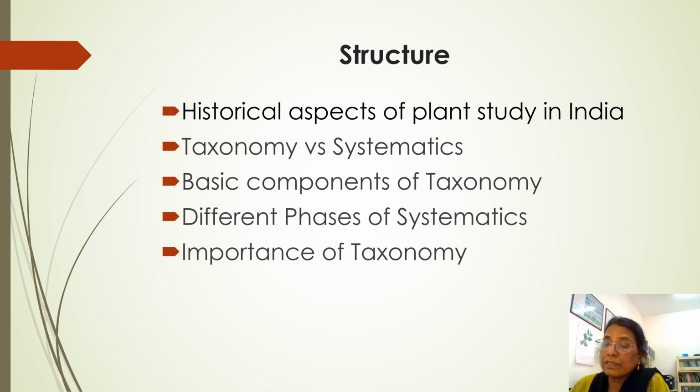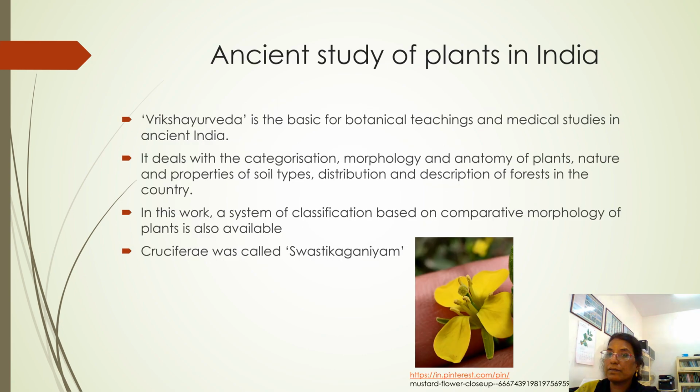And how taxonomy has developed from its initiation till date. So what are the different phases that we have seen in systematics is what is going to be briefed in the different phases of systematics. And does taxonomy play any role in society and in the world? Is it important to study? So that is the relevance and importance that we are going to cover in the importance of taxonomy.